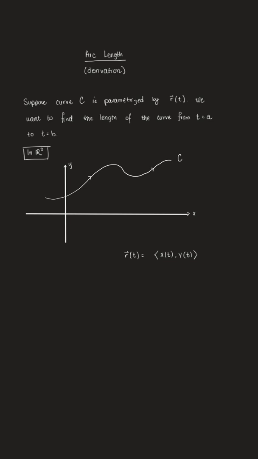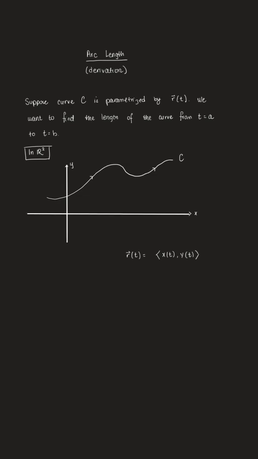So here I've just drawn a general curve, and let's suppose that t equals a results in a vector that points to that point, and maybe t equals b is over here. So how do we find the length of the curve that goes from those 2 points along the curve? We're going to do very much like we did in Calculus 2.